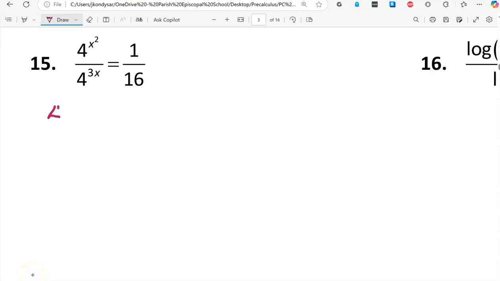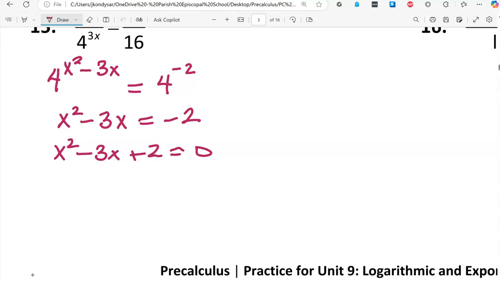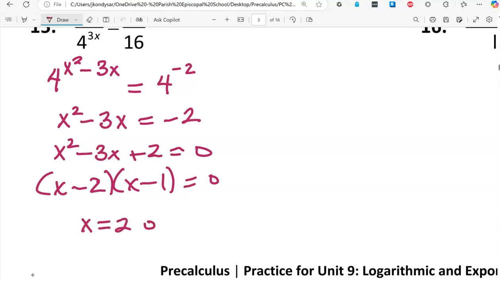In 15, when dividing, we subtract exponents if the bases are the same. So 4 to the x squared minus 3x is equal to, and 1/16 is the same as 4 to the negative 2. Equating exponents, x squared minus 3x is equal to negative 2, and we can add the 2 to both sides and factor. X minus 2 times x minus 1 is equal to 0. If we equate each factor to 0, x is equal to 2 or x is equal to 1 are our two solutions.